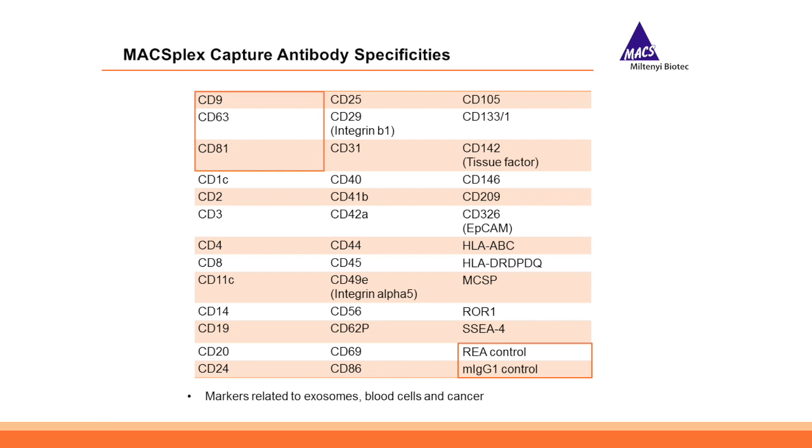We now come to the details of the assay. We have selected 39 different antibodies. For example, the exosome markers CD9, CD63, and CD81, and also different markers known from different kinds of blood cells, but also some cancer markers. And we have 2 negative controls, meaning isotype antibodies, to estimate non-specific binding.